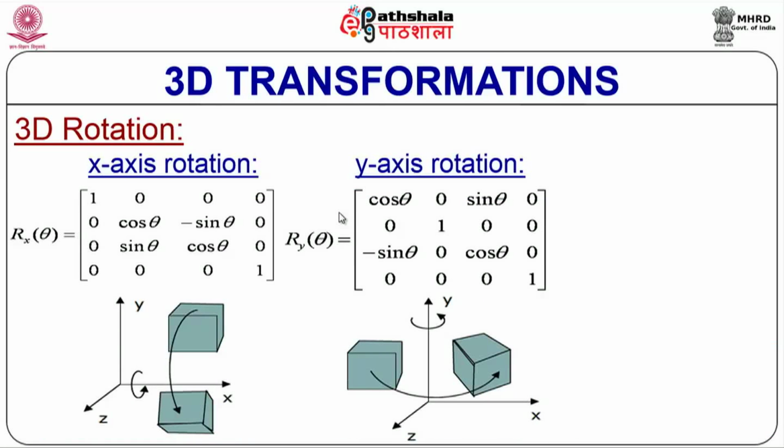Now, the two matrices are given, you can easily formulate and write the equations in the order x dashed, y dashed and z dashed, so that you can formulate the homogeneous transformation matrices. Observe the notation used. R suffix x of theta is the x axis rotation. R suffix y of theta gives the y axis rotation, and the diagrams are self explanatory, you can just have a look at them, you will understand better.